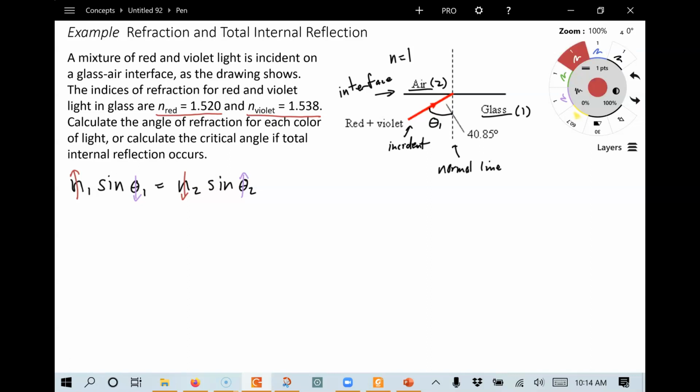Now, we know that as it goes from glass to air, it's going from a higher index to a lower index of refraction, and it's going to increase the angle. That means it's going to bend away from the normal. So if we think of the light ray here with the red, for example, maybe it goes like that. And if we look at the angle, measure that to the normal again, that's your theta 2. So let's go ahead and try this for the red light first.